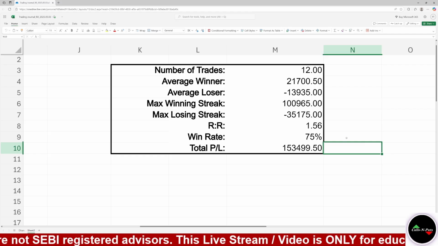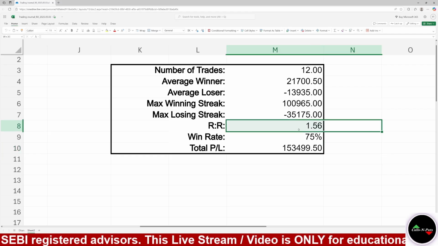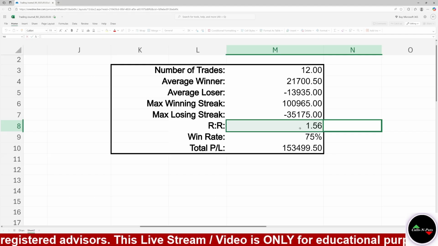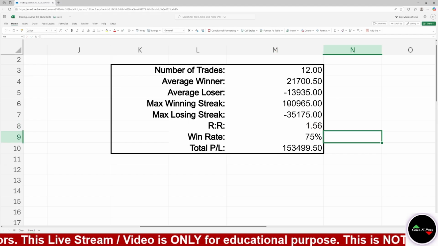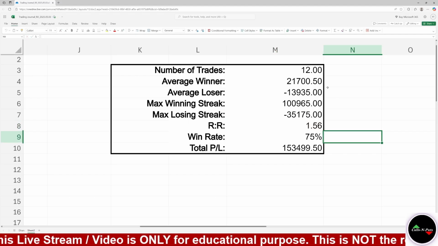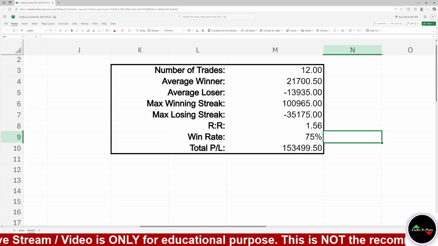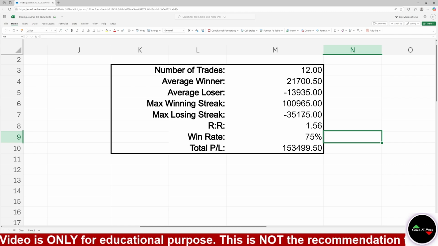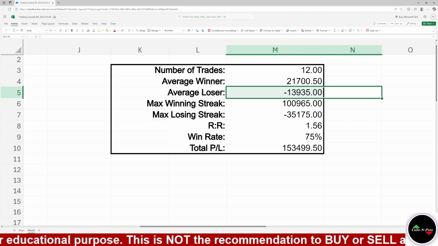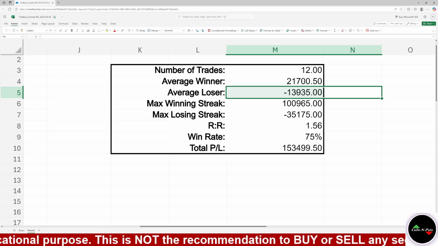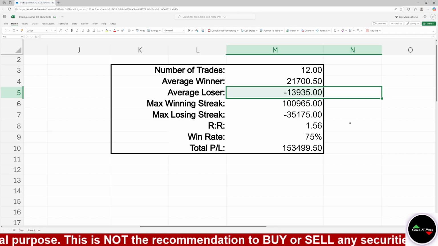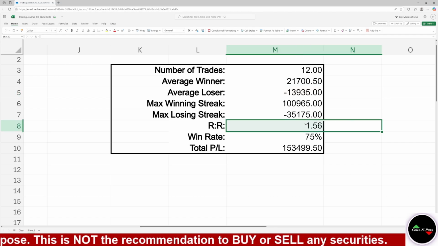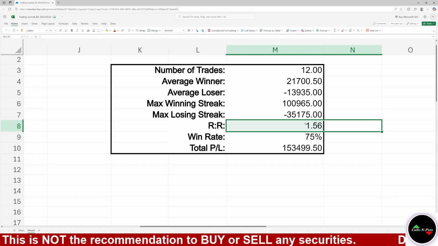If you have seen last week's PNL video, our R multiple, that is risk reward ratio, was around 7. R multiple was 7, that is, risk is 1 and reward is 7, including this 1 lakh rupees profit. At that time our max losing trade was around 4,500 rupees, and this week our max loser is 35,000 rupees. The average loser has substantially increased from 4,000 to 14,000. That's the reason this R multiple got substantially reduced from 7 to 1.5, 1.56.